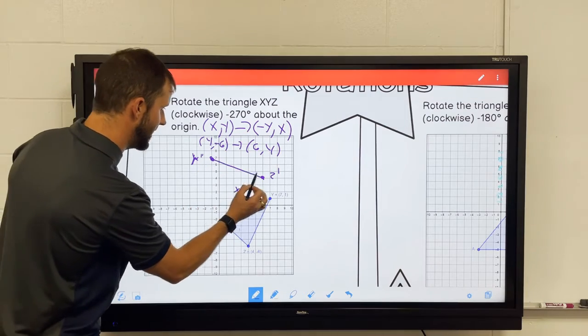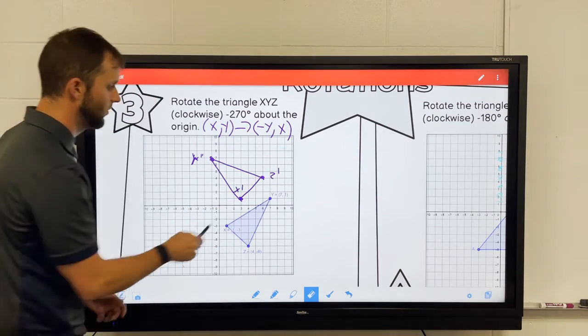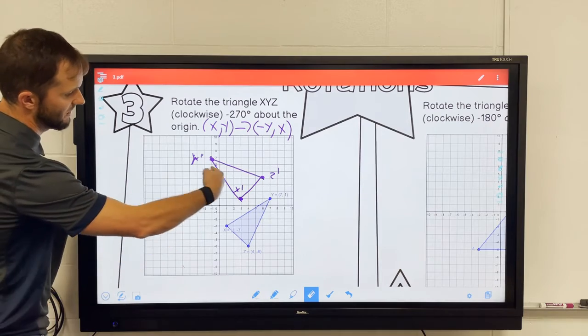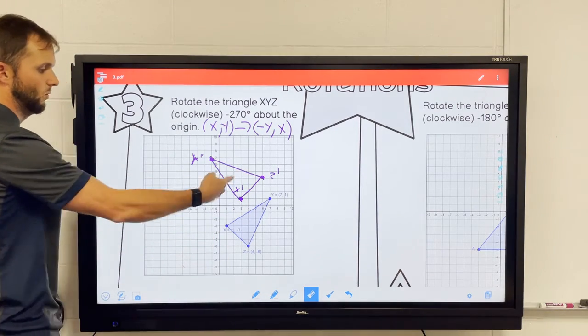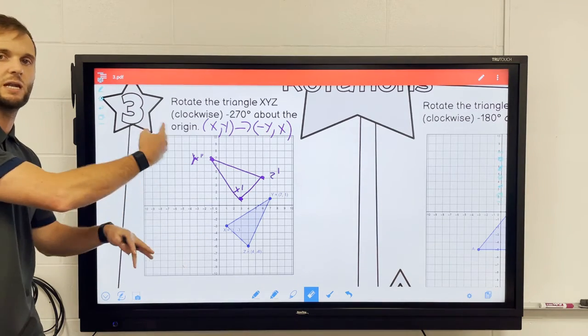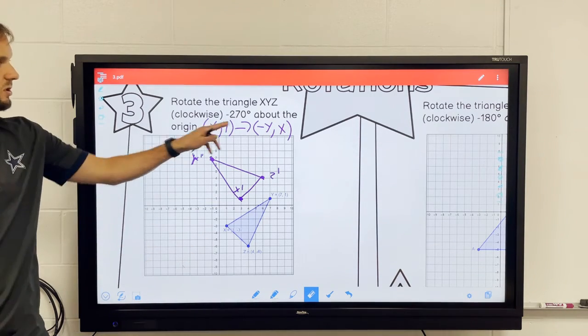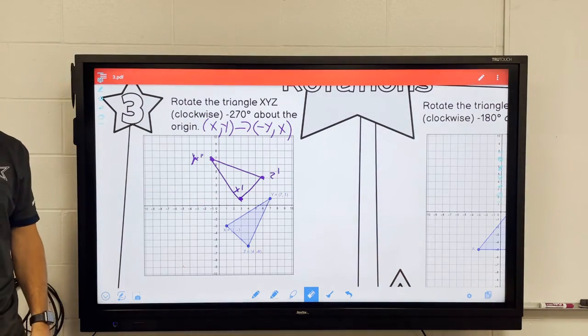And so now whenever I connect this, ladies and gentlemen, you should see I just rotated this thing 270 degrees about my origin all the way. Actually, negative 270 about the origin, okay? So again, you can either count it and then rotate it as best you can, or you can use the rule here and plug your coordinates in to find your new coordinates, okay?